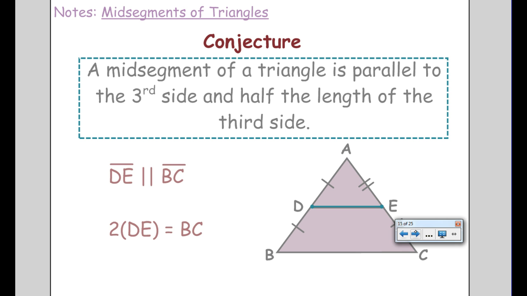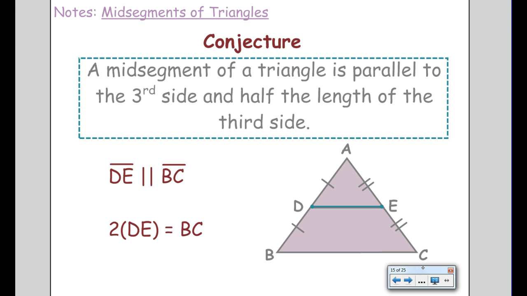Write it down. A midsegment of a triangle is parallel to the third side, and it's half of the third side. I was using the word base, but just to let you know, there's 3 different bases, so you have to be aware of which one is the base that you're looking at a time, because there's 3 different bases.